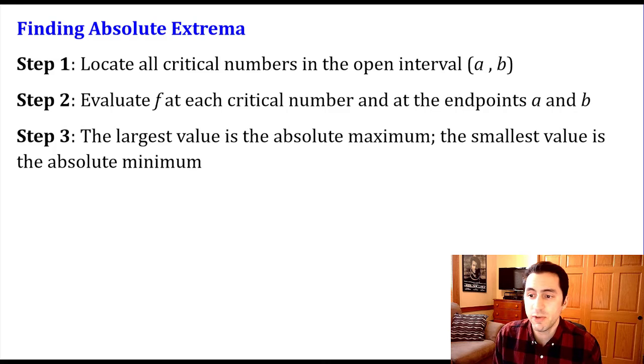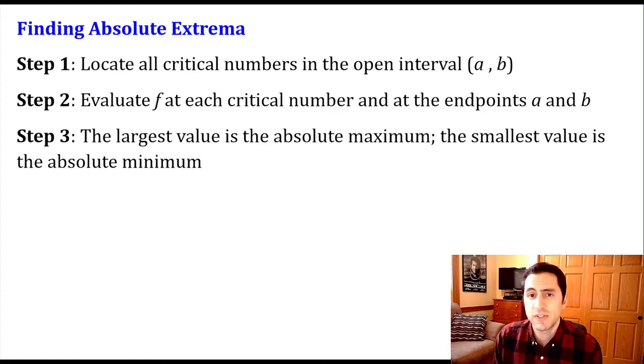Step two, evaluate the function at each critical number and at the endpoints a and b. Either at the critical numbers or at the endpoints, that's where the maximum or minimum values are going to occur, so we want to test all of them. And step three, the largest value is the absolute maximum and the smallest value is the absolute minimum.